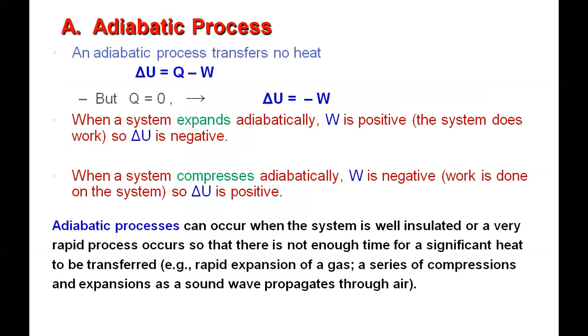The first process we will discuss is the adiabatic process. What is an adiabatic process? As we said before, an adiabatic process transfers no heat. This means that the internal energy delta U equals Q minus the work. But in an adiabatic process, Q equals 0. So delta U equals minus the work.